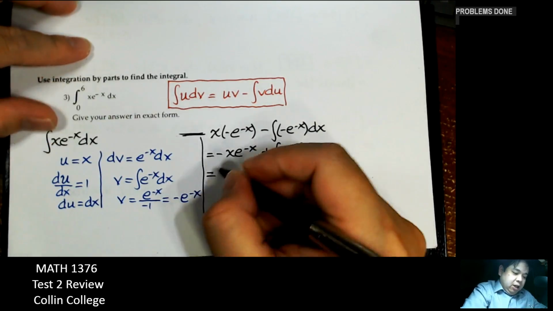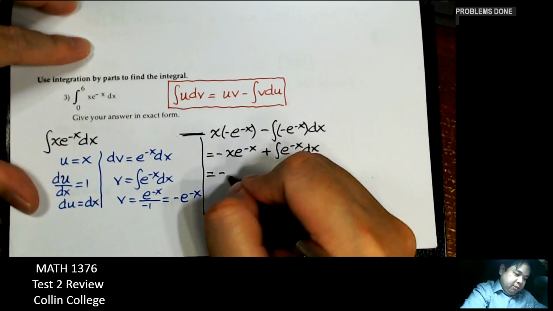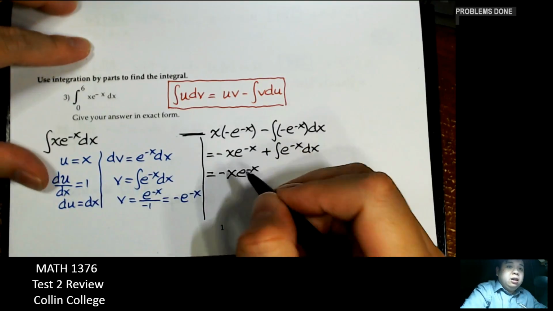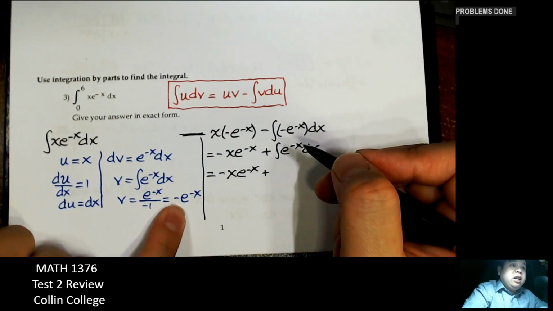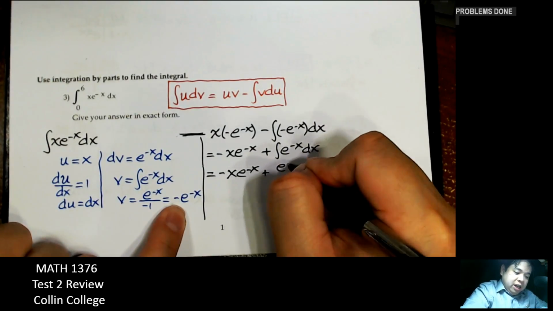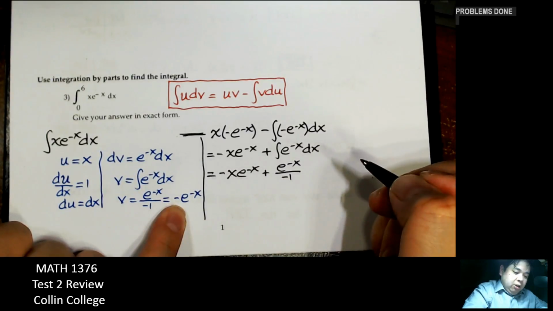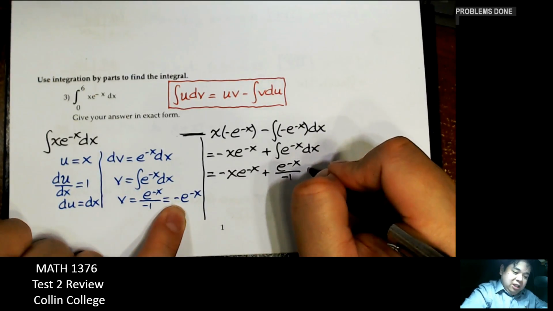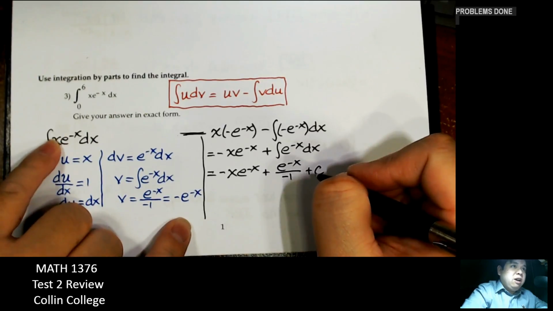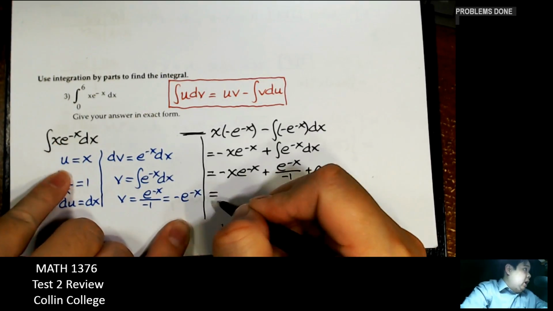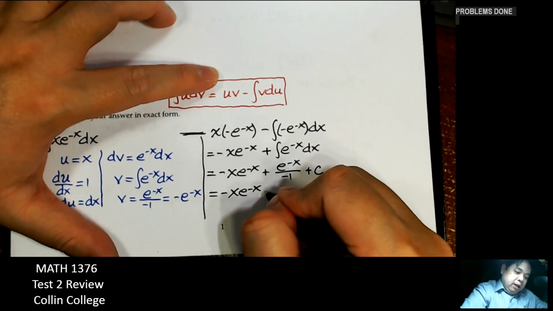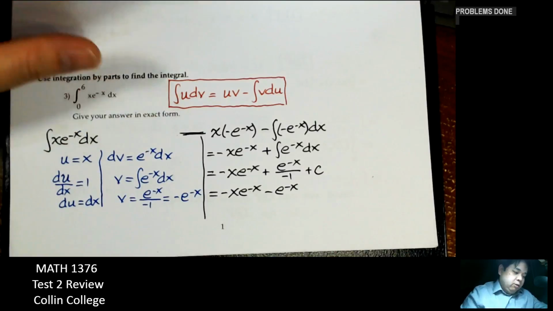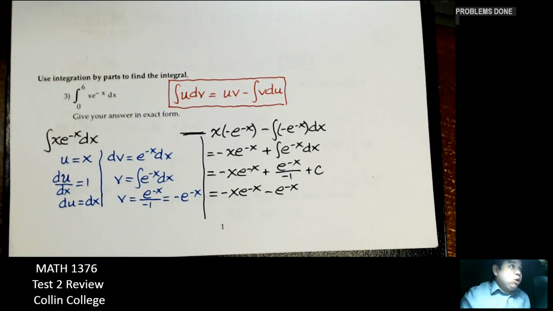Right. And so we have negative x e to the negative x. This we already did. It is negative e to negative x, but let's do that again. Right. We could do the plus c, because here we do not have the limits. So to simplify, we have negative x e to negative x, negative e to negative x. Right. Now we get back to the problem with the limits.